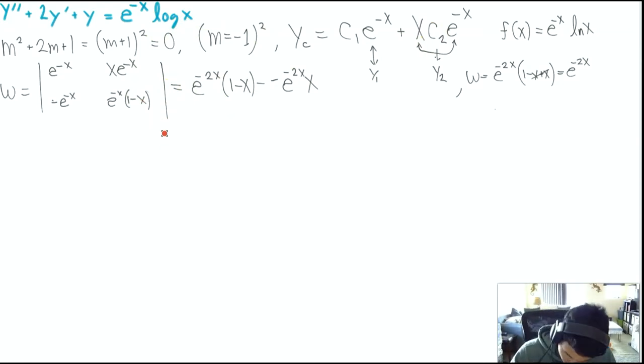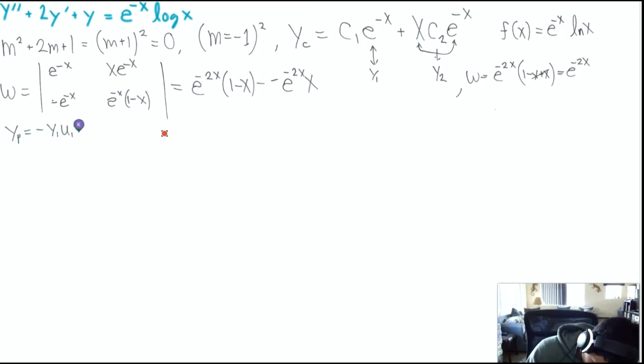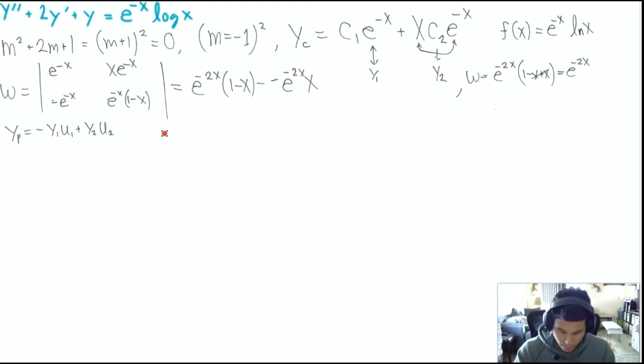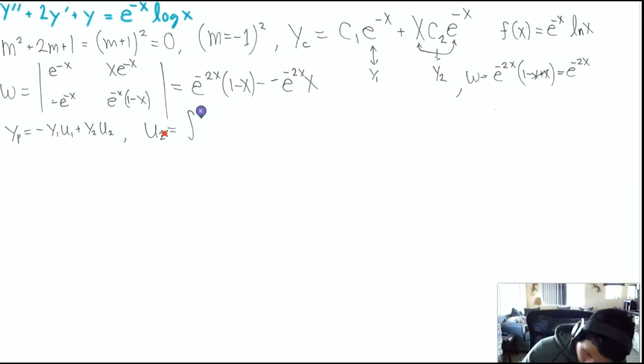So now let's just recall that yp is equal to negative y1 u1 plus y2 u2. Okay. And then what's the formula for u2? Well, u2 is the integral of y. And okay, let's start with y1 actually. I don't know why I went to y2.